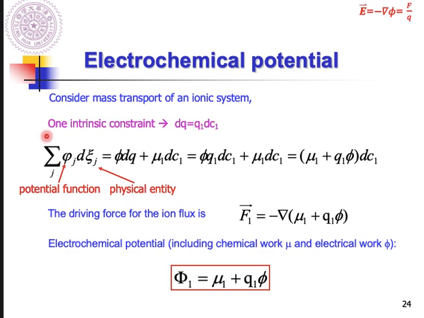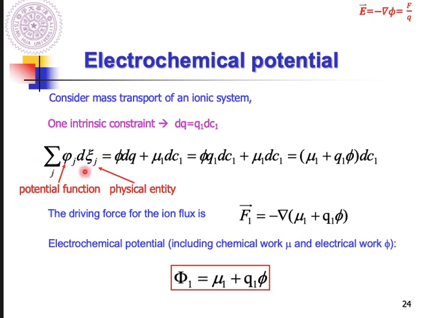So now, in order to know the relationship, we need to describe some boundary conditions here. One intrinsic constraint means the dq, the total change in charge, equals the charge carried on that carrier times the change in the concentration of those diffusing ions, right? And if you want to know the total potential, you can sum up all the potential functions times the physical entity together, then you will get the total potential part, right?